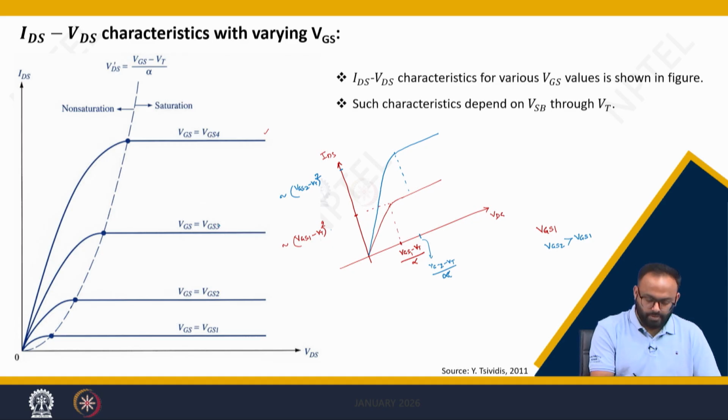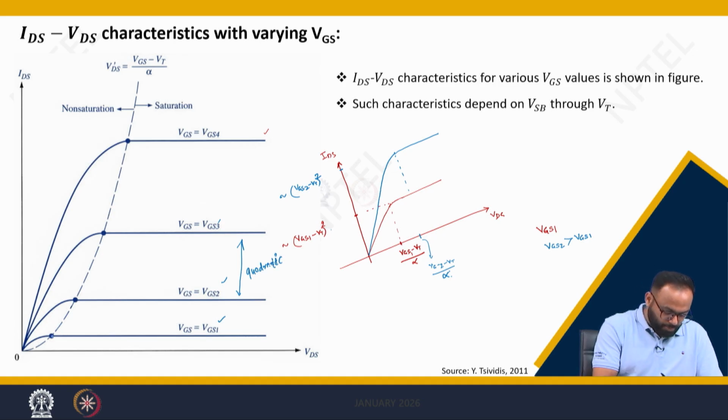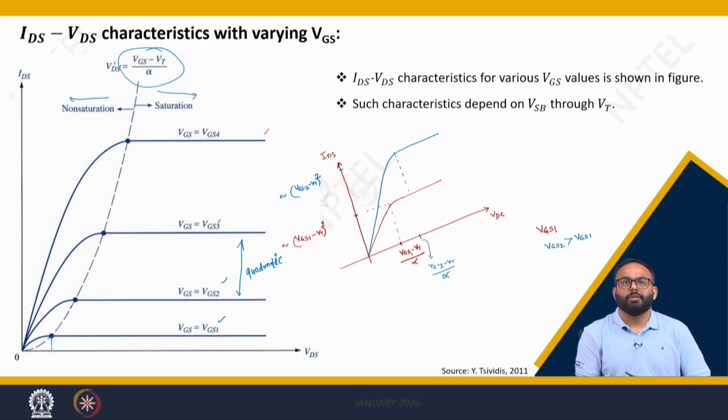That is what we are getting here. So for various values of VGS, the difference between these is quadratic. Correct? And similarly these points will shift to the right. This is a boundary which defines whether you are in saturation or non-saturation, which was defined by (VGS minus VT) by alpha. Very strictly speaking, this is not a stringent boundary because you can simply see it depends on alpha.